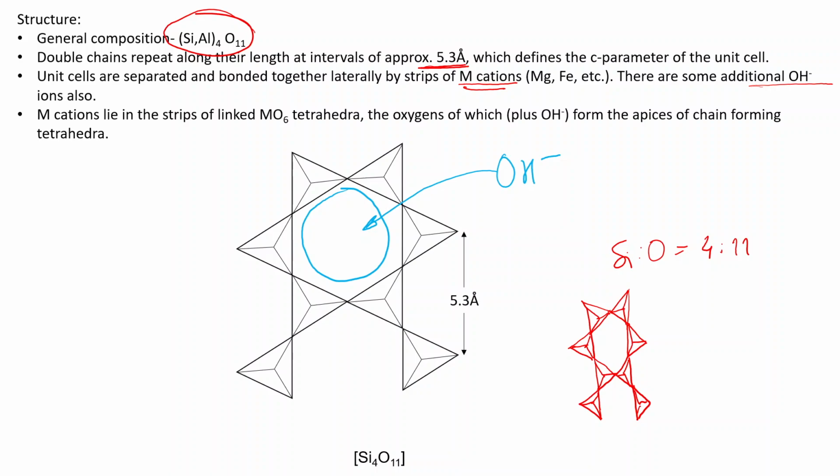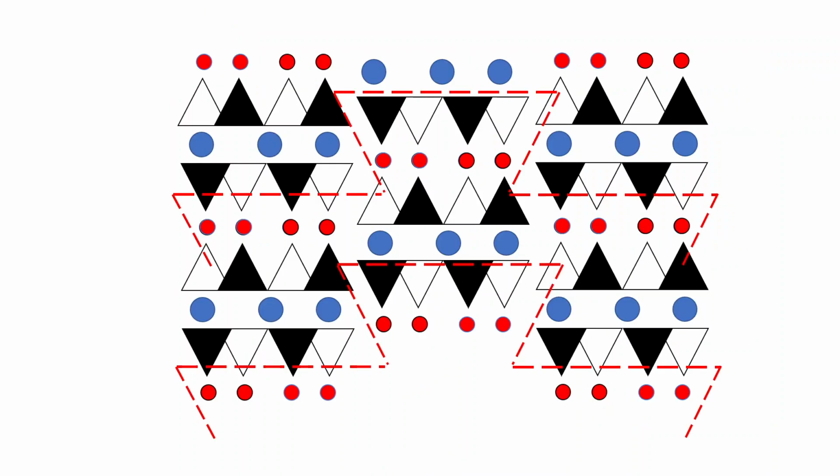M cations here lie in the strips of linked MO6 octahedra, the oxygens of which plus OH minus form the apices of chain forming tetrahedra. So if you try to understand this line, what does it say? That M cations lie in the strips of linked MO6 octahedra, and the oxygens of which, along with the OH minus, form the apex of the chain forming tetrahedra. So if we look at the diagram, see this diagram over here.